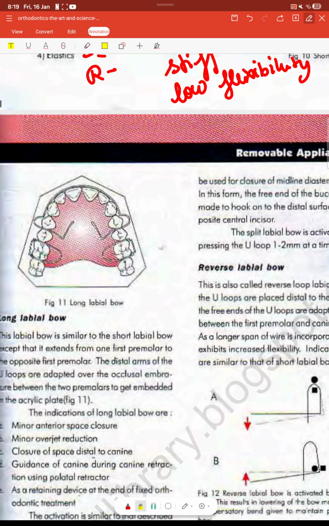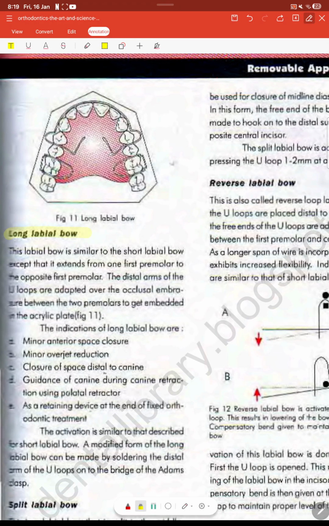Now moving forward to the long labial bow. This long labial bow is similar to the short labial bow, except that it extends from one first premolar to the opposite first premolar.